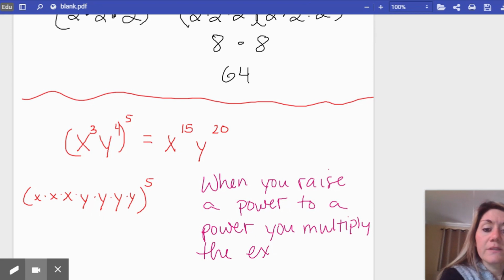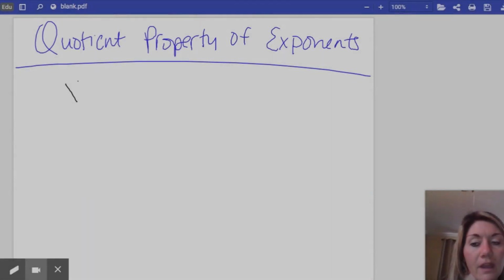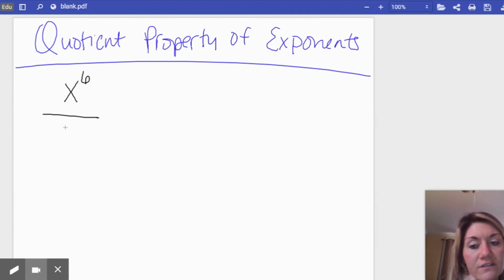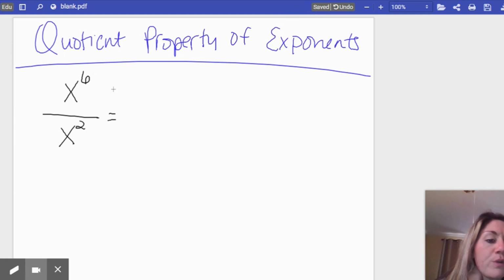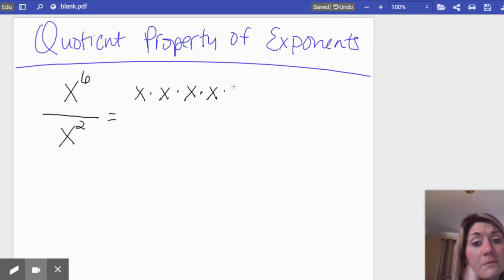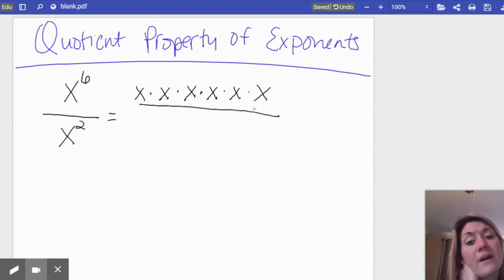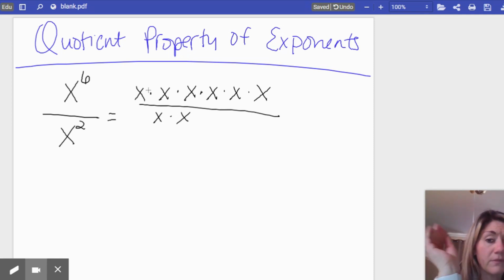Well, x to the 6th divided by x squared. What we're going to do is we're going to rewrite this so that you can understand why it makes sense, and then you'll write the rule down. So x to the 6th is x times x times x times x times x times x. Divided by x squared is x times x. Now, because we are multiplying everything, we can do some canceling, because I'm multiplying everything on top and everything on bottom.